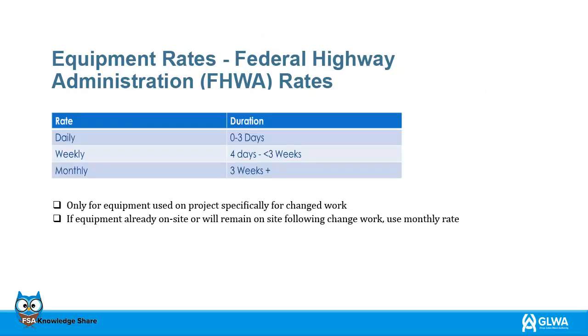The example shown is equipment rates from the Federal Highway Administration. It is shown at daily, weekly and monthly rates. This is used for equipment that is needed on project, specifically for changed work. If equipment is already on site or will remain on site following change work, use the monthly rate.